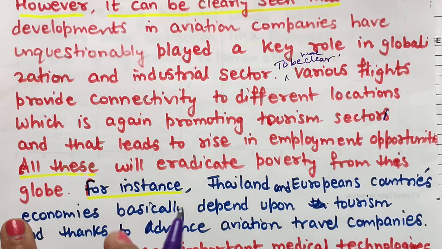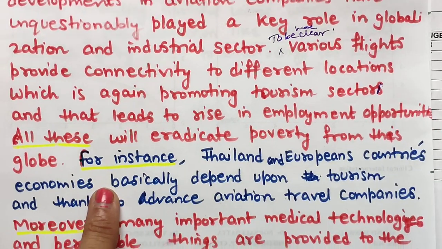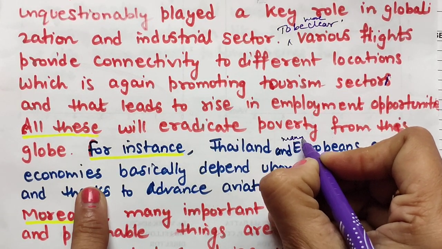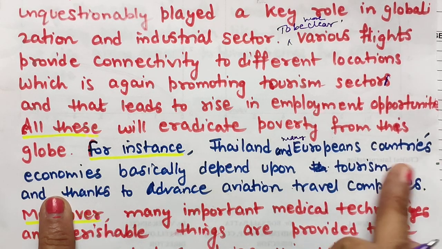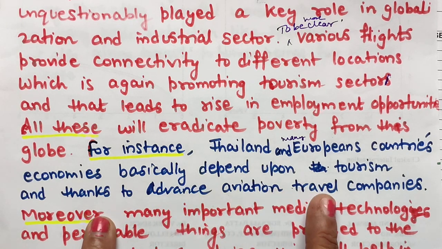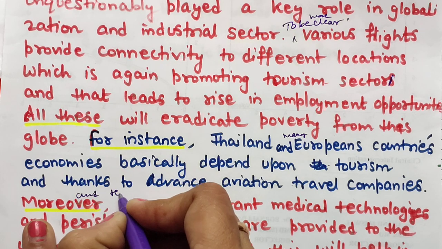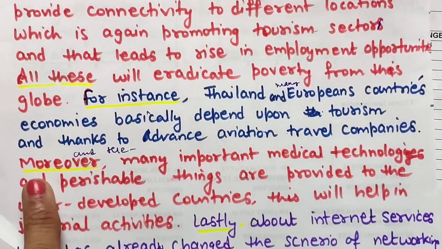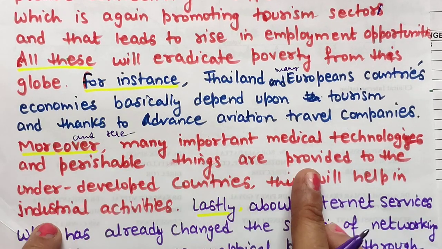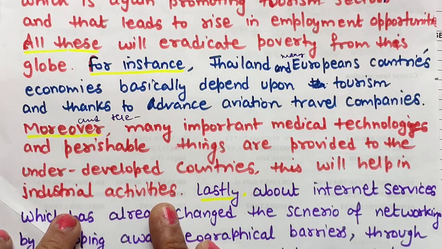Okay. Now coming to my example for this point. For instance, Thailand and many European countries' economies basically depend upon tourism, and thanks to advanced aviation travel companies. Okay, and of course telecommunication, you can write. Okay. Now next point, moreover, many important medical technologies and perishable things are provided to the underdeveloped countries. This will help in industrial activities.